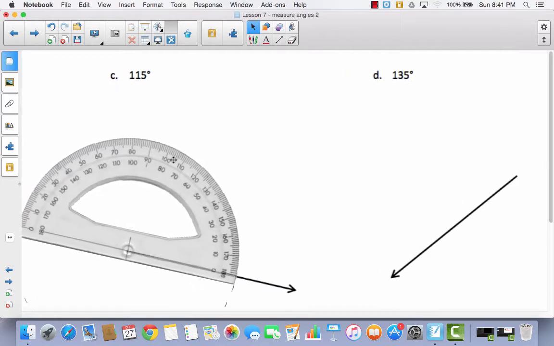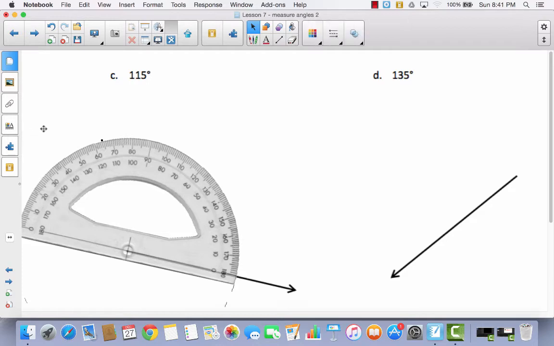So 115 degrees. So if this is 0, so I go 0, 10, 20, 30, 40, 50, 60, 70, 80, 90, 100, 110, this would be 115, not 65. 65 would be if I was starting the other direction. All right, so here's my 115.